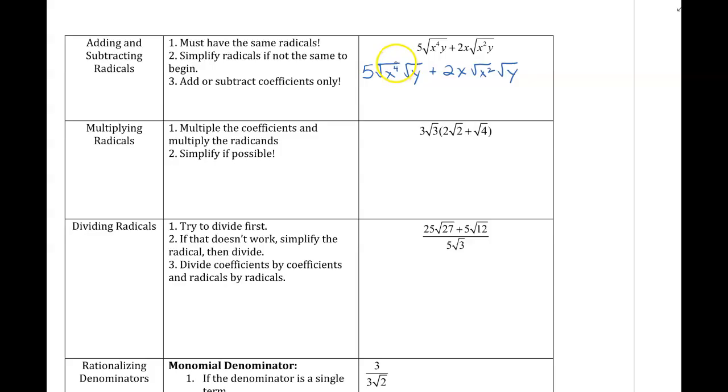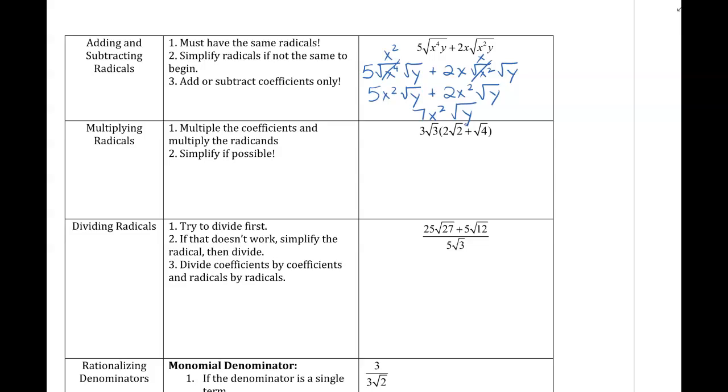So now I can simplify my perfect squares. The square root of x to the fourth is x squared. The square root of x squared is just x. And now I can clean up my remaining terms. I'm left with 5x squared radical y, plus 2x times x gives us 2x squared radical y. Now I do have like terms, so those can be combined. When I add those together, we get 7x squared radical y.